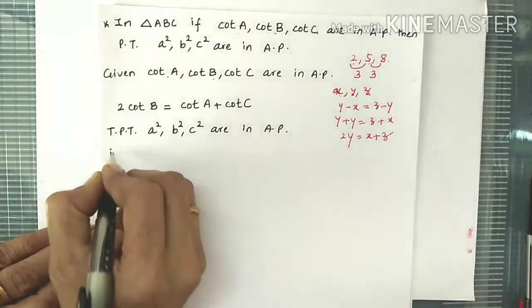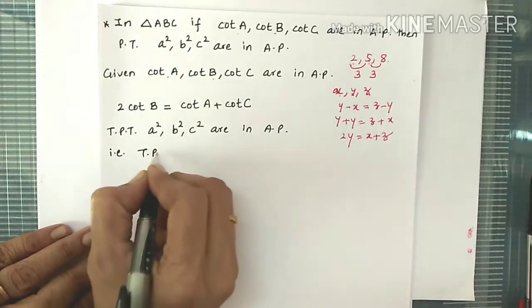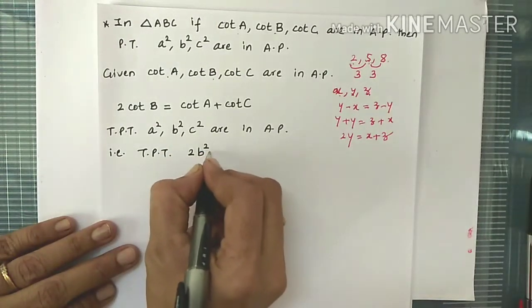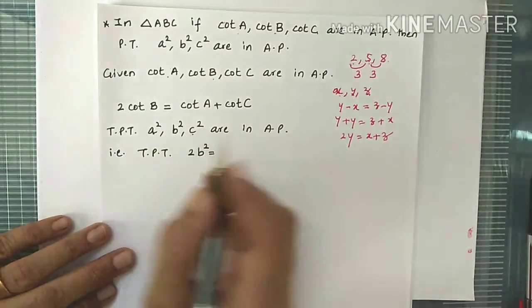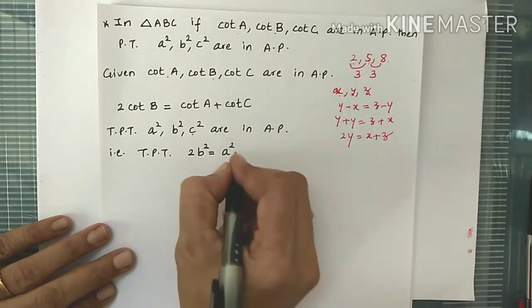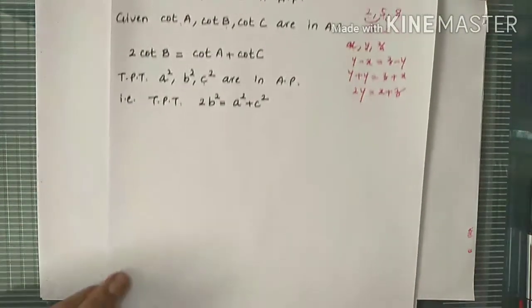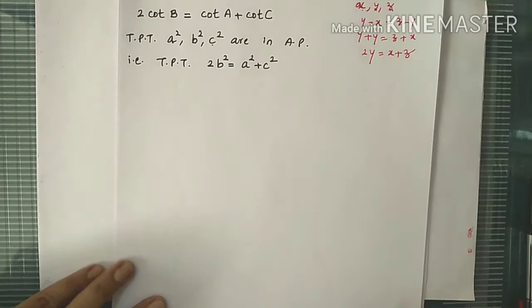That is, we have to prove that twice of the middle term, that is 2b² equal to the sum of first and third term. 2b² equal to a² plus c². This is to be proved. So let's start with the given equation.